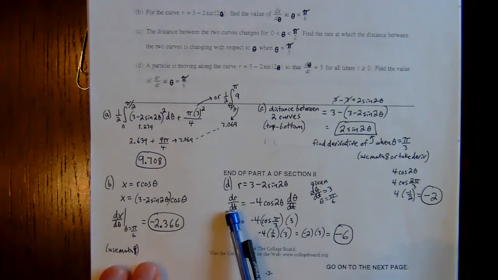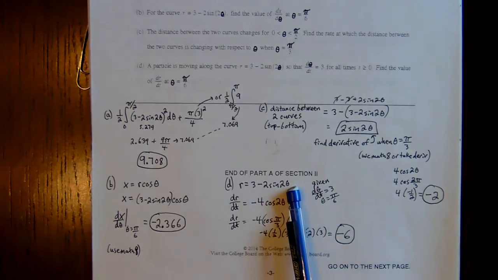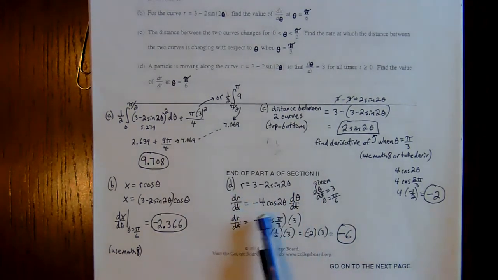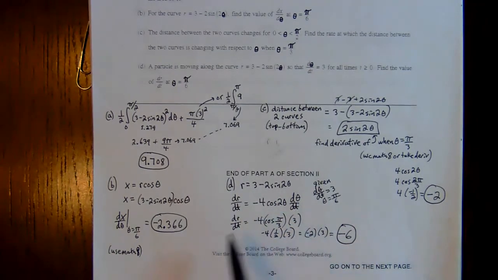Okay, so again, if it just says dr/d theta, you wouldn't need that extra piece. But since it says dr/dt, then you need to tag on that extra piece. And then they gave us what that was equal to. And then they said find the dr/dt when theta equals pi over 6. So I plugged in pi over 6 times 2 to give me pi over 3, and I just got that answer right there.